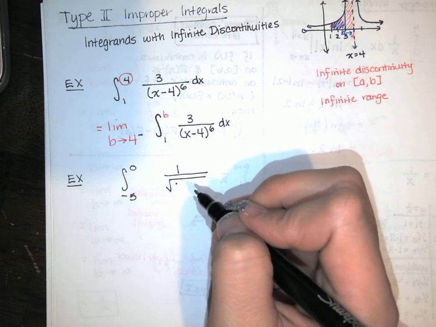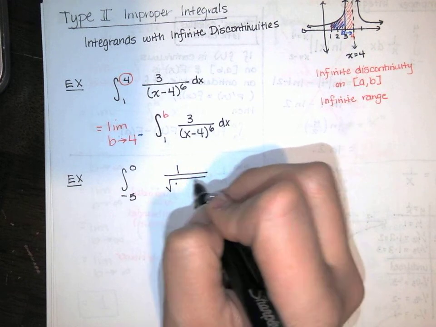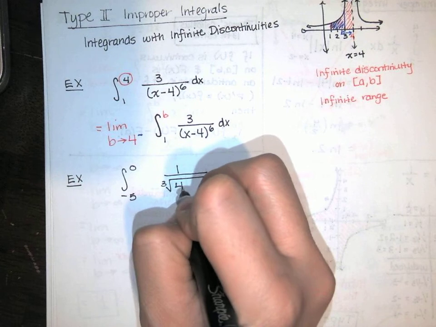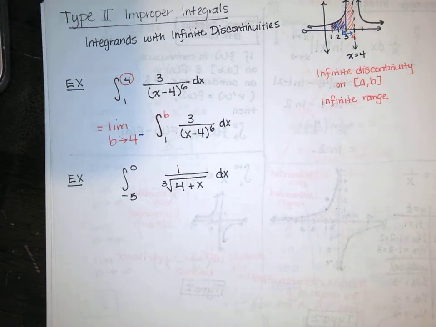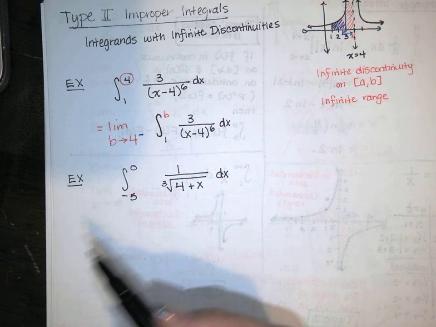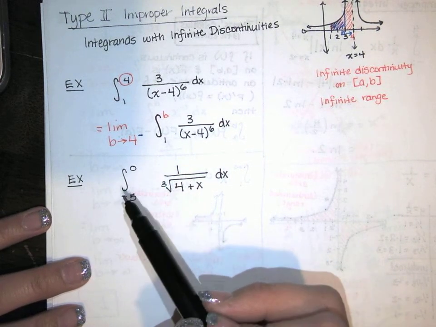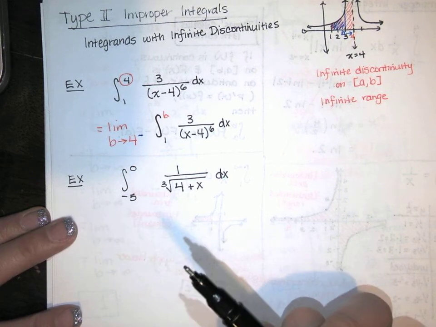Trying to make up one that's actually well defined on the interval from -5 to 0. Let's do the cube root of 4 plus x. Okay. First of all, you have to ask yourself, is this improper? And to do that, you need to think about this function. Is this function well defined on the interval from -5 to 0? I see I gave it away.